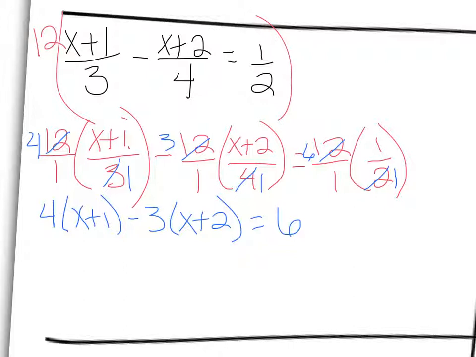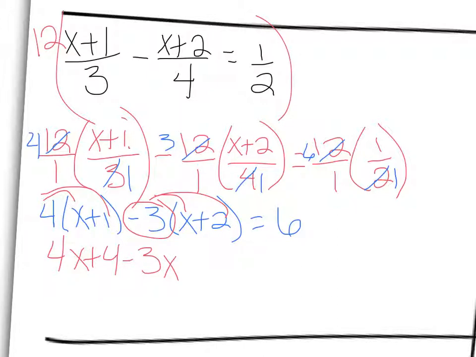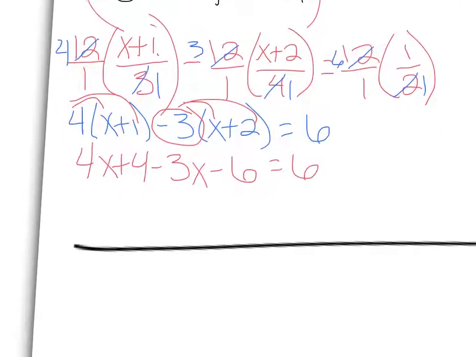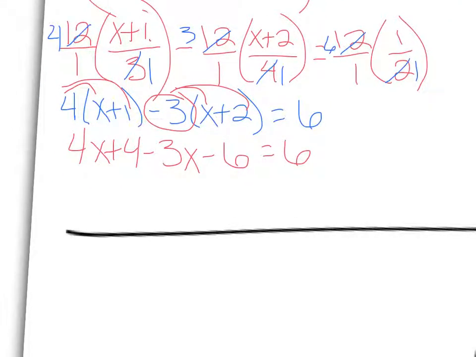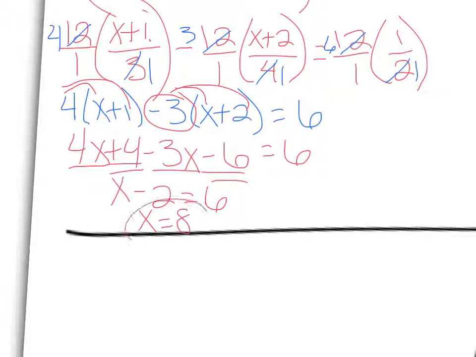You have to be extra super careful on this part as well, because I need to go ahead and distribute out both of these numbers. So I get 4x plus 4, but you have to be really careful because this is a negative 3. So when you distribute a negative 3, you get a minus 3x minus 6. And now we can combine like terms. What is 4x minus 3x? Just x. And 4 minus 6 is minus 2. And it is equal to 6. So x equals 8.